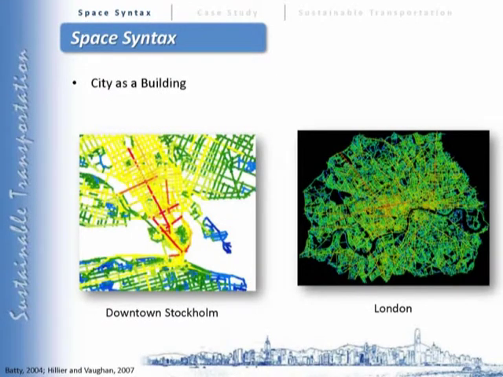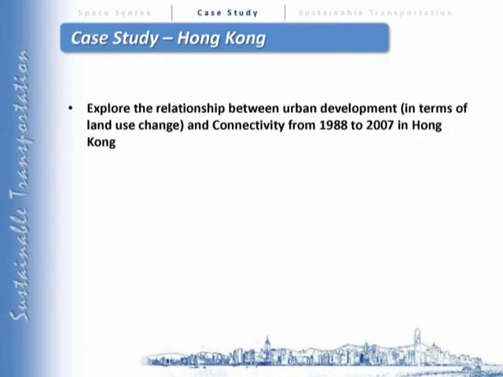Many different researchers adopted the theory to study the structure of streets or road networks and the connectivity of different places in the network, such as downtown Stockholm and the City of London. This paper attempts to adopt such a theory to explore the relationship between urban development and connectivity in terms of land use change from the year 1988 to 2007 in Hong Kong.